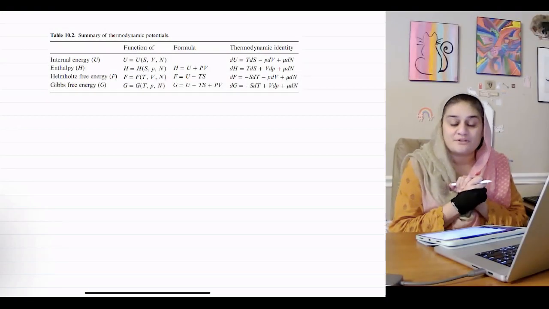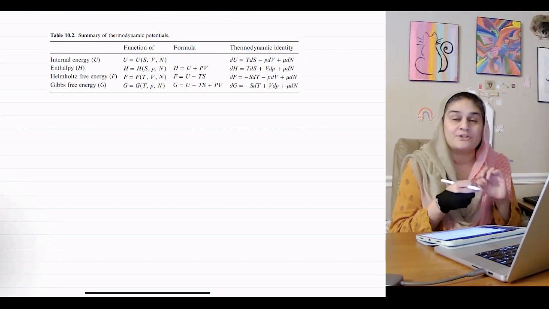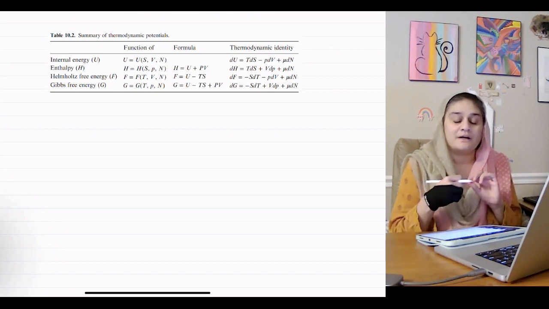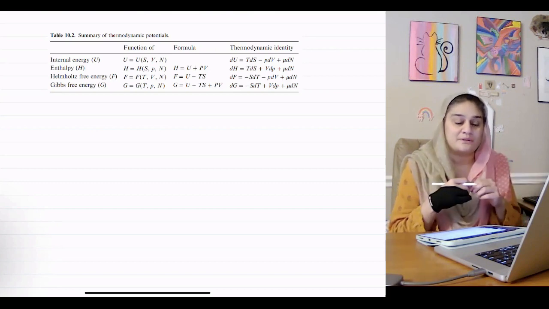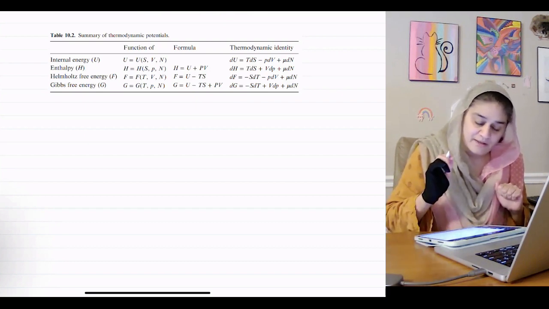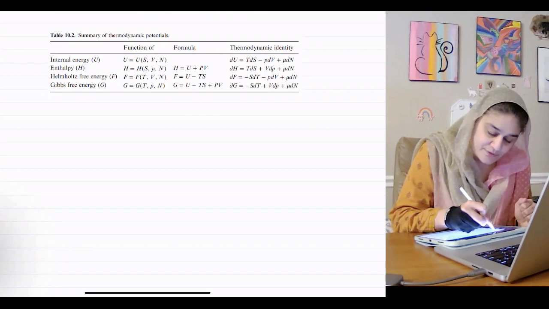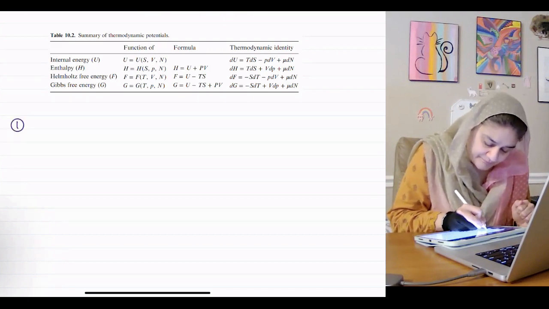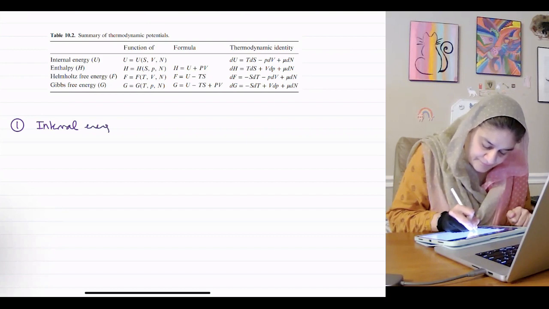So for today, I want to derive the two thermodynamical identities for internal energy and enthalpy. And then later we will talk about the other two. So let's start with energy. So number one, internal energy.